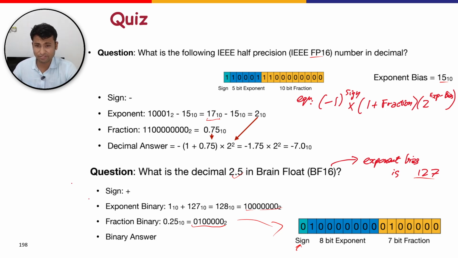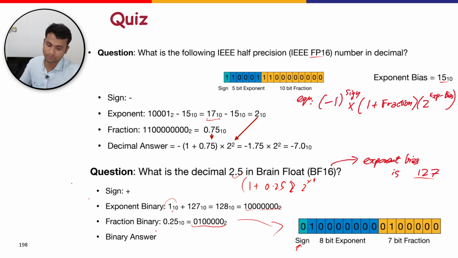If you're confused about how we're calculating this 1 and 0.25 here, it's because we've effectively broken it down into 1.25 times 2 raised to the power 1. So that's how we're getting 1 and this thing here.